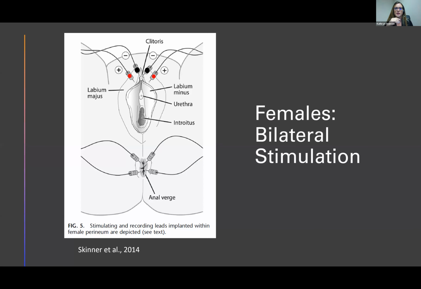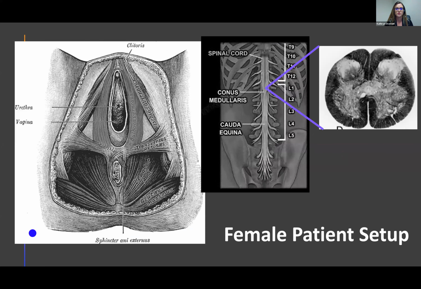So this is what a bilateral stimulation setup would look like. Again, it's easier with the real estate to utilize a very small needle. Also, you're able to secure them more easily, because the skin in that area can sometimes make it difficult to place surface electrodes that will actually stay in place. And then we'll go through the full patient setup.